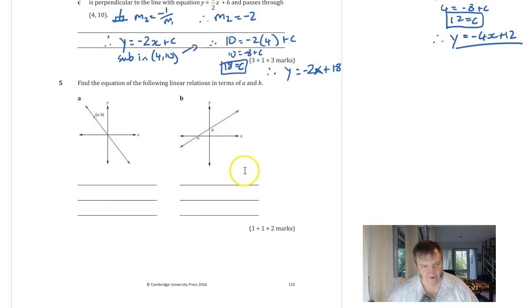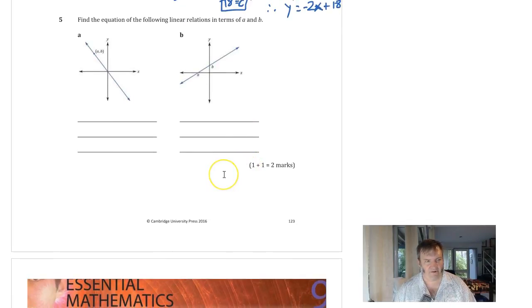Doing well here. Question 5. Find the equation of the following linear relations in terms of a and b. So that's an x-coordinate of a. So this distance here must be negative a, because a is actually a negative number. So if a is negative, then to go to the right, I've got to go negative, negative a. It's a little bit confusing, that one. Not really what you're going to get on the exam. The height is b, so that's easily found.